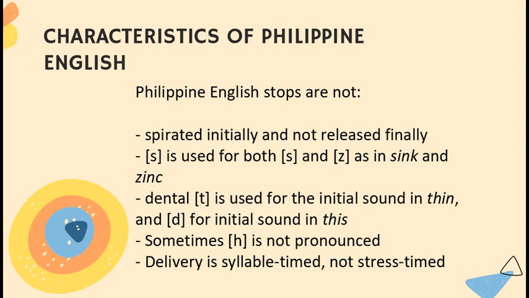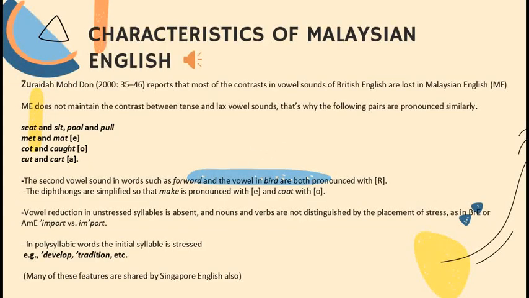The grammatical characteristics of Southeast Asian Englishes have been described in a number of publications, including those by Bautista, Gonzalez, Platt and Weber, Tay, and Tong, in addition to scores of unpublished papers. For the characteristics of Malaysian English, Zoraida Modon reports that most of the contrasts in vowel sounds of British English are lost in Malaysian English.